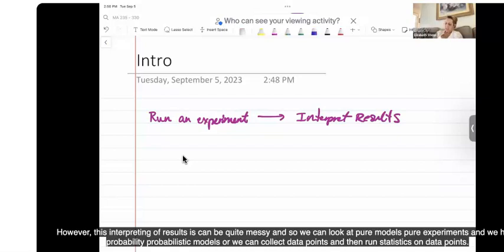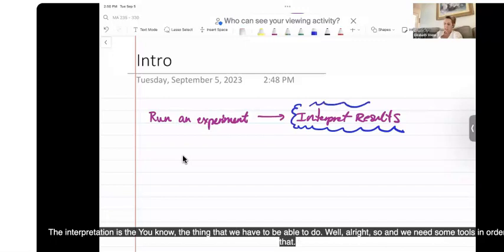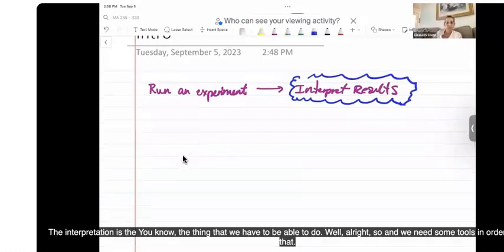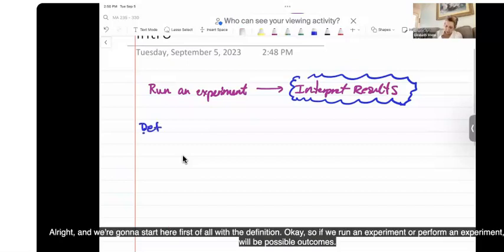However, this interpreting of results can be quite messy. We can look at pure models, pure experiments, and we have probabilistic models, or we can collect data points and then run statistics on data points. The interpretation is the thing that we have to be able to do well, and we need some tools in order to do that. We're going to start here, first of all, with the definition.